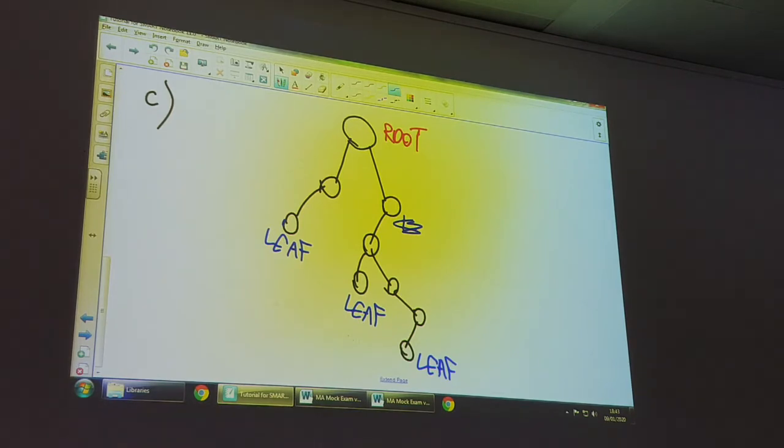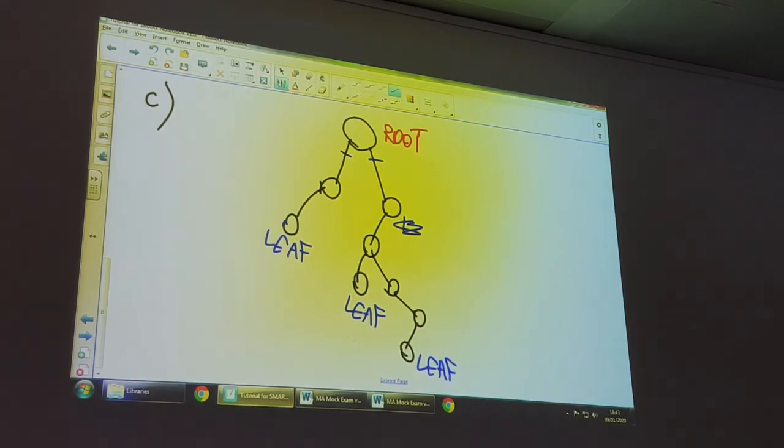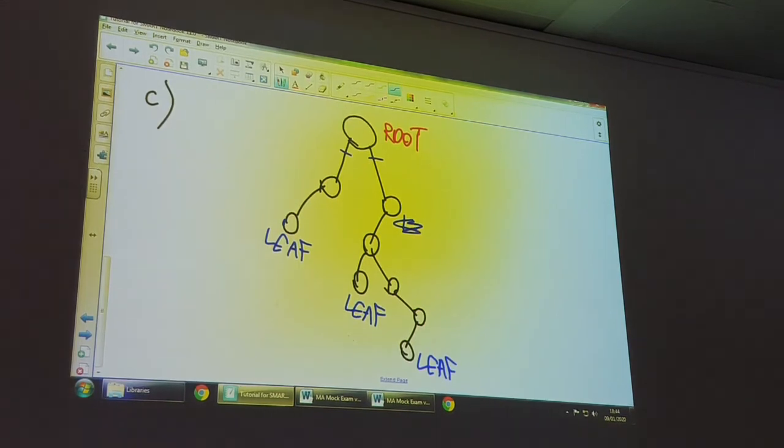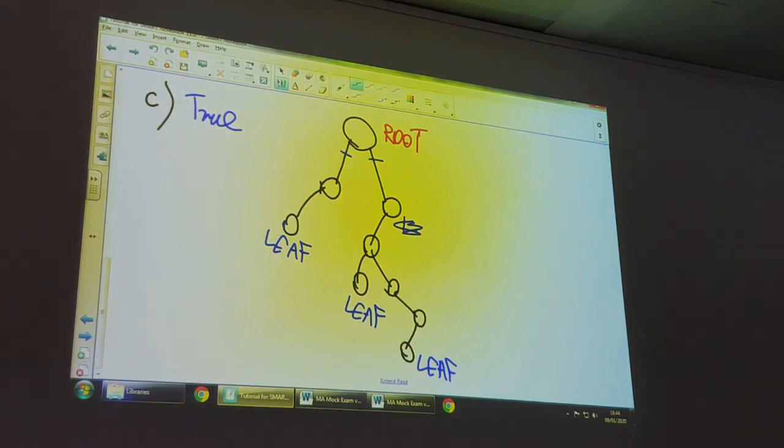Now, in statement C, we are talking about a root node. Root node cannot have children. It already has two. Look, root cannot have a parent. Leaf cannot have a child. But root can have a child. So C will be true. No, it will be false. This one should be false. No, cannot have children. Because it's negative, false.